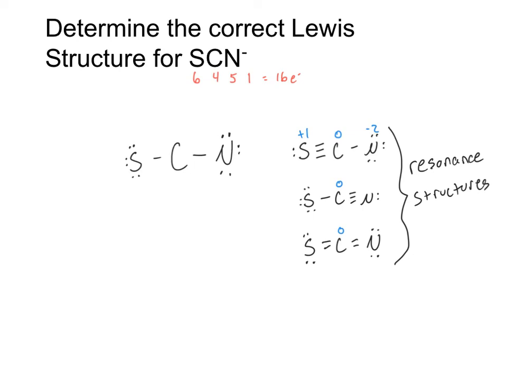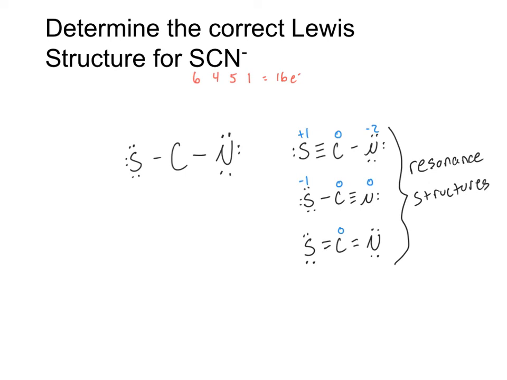is -1. In our middle structure, sulfur comes with 6 valence electrons. Here it has 1, 2, 3, 4, 5, 6, 7 electrons around it. And so it has a formal charge of -1. Nitrogen comes with its 5 valence electrons and now has 1, 2, 3, 4, 5 electrons around it for a formal charge of 0. -1 plus 0 plus 0 equals -1. So this seems to also be a valid formal charge analysis.